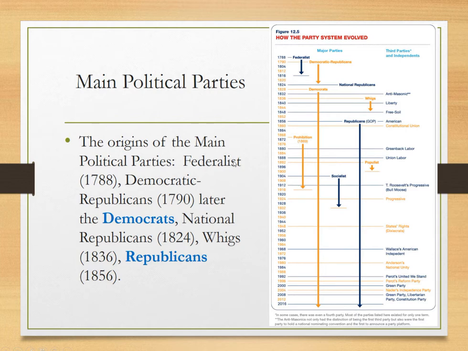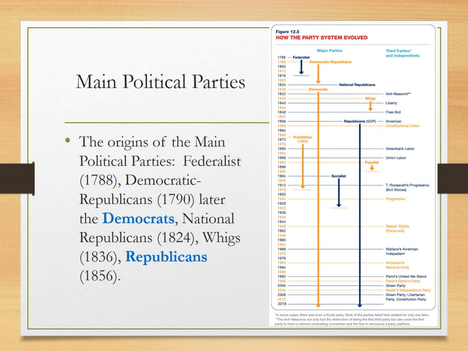And we start with the Federalist Party back in 1788. Then we have the Democratic Republican Party in 1790. Later it would morph into what would be simply the Democrats. The National Republican Party of 1824, the Whigs of 1836, and then the Republicans of 1856. And then from 1856 forward, we have this stability, or relative stability.